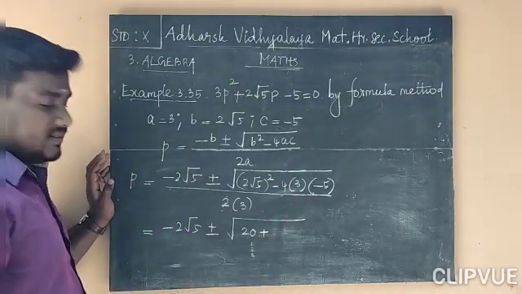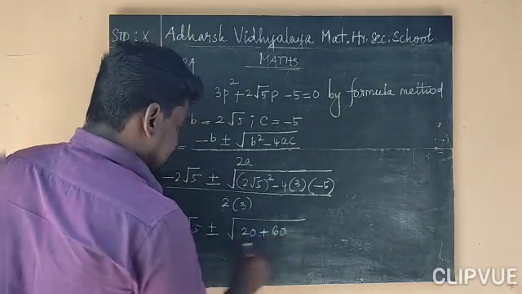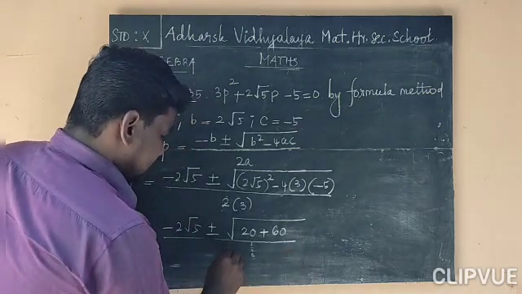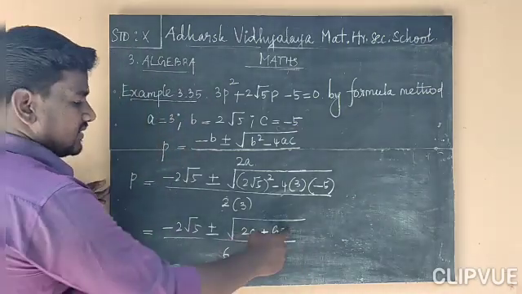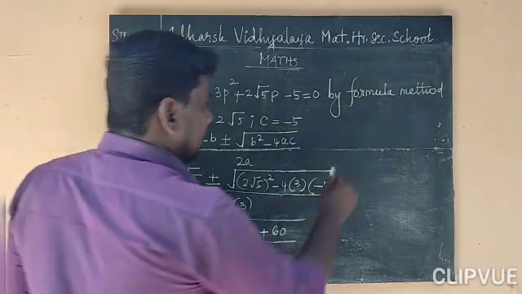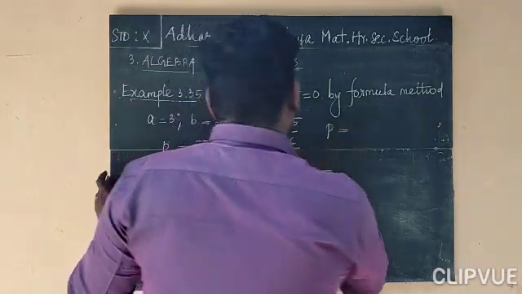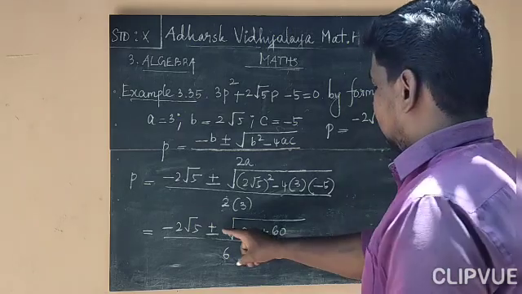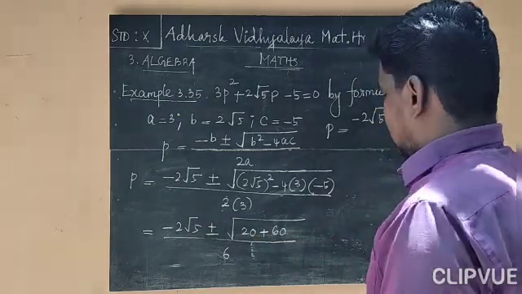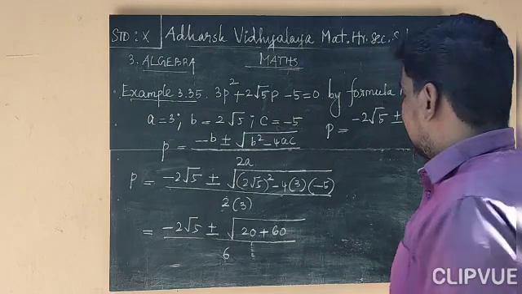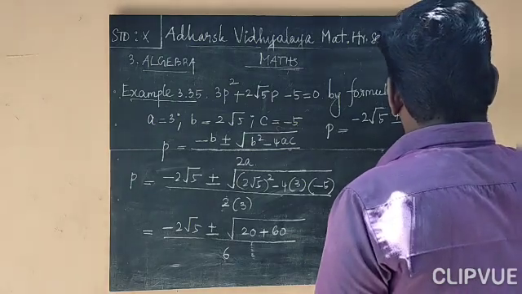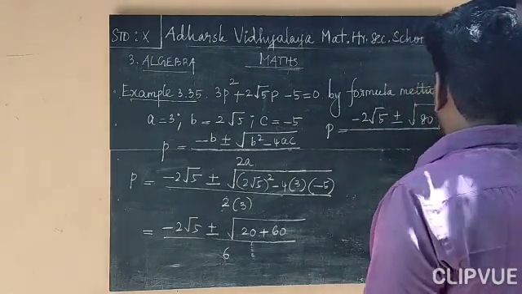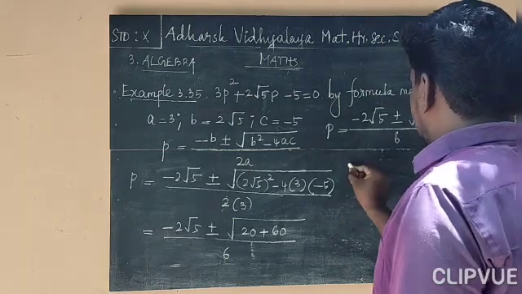20 into 3 is 60, 60 divided by 6. Okay, square root of 60 divided by 6. So what do we have? So p is equal to minus 2 root 5, this plus or minus, here 20 plus 60 is 80, square root of 80 divided by 6.